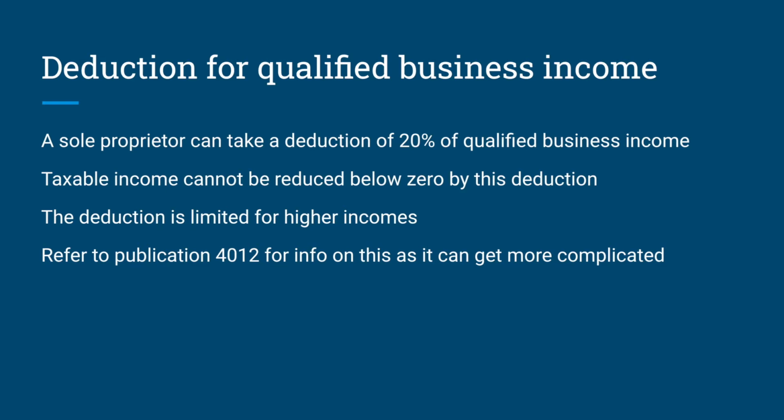But if you do see qualified business income that an individual has, or that they own a sole proprietorship that they actually have income for, refer to Publication 4012 for info, because this topic can get more complicated very quickly, and it will be important to use that resource when you're preparing that return. But again, just be aware that if they have business income from a sole proprietorship, this is likely something that they can take advantage of.